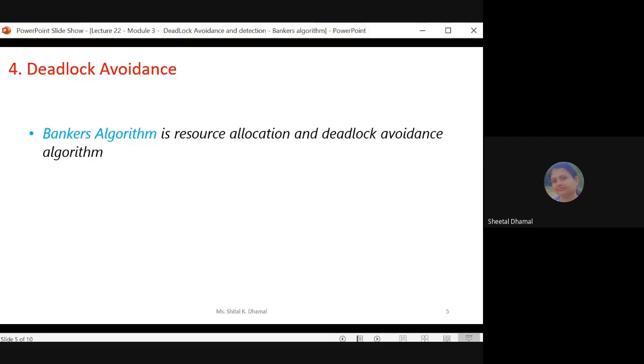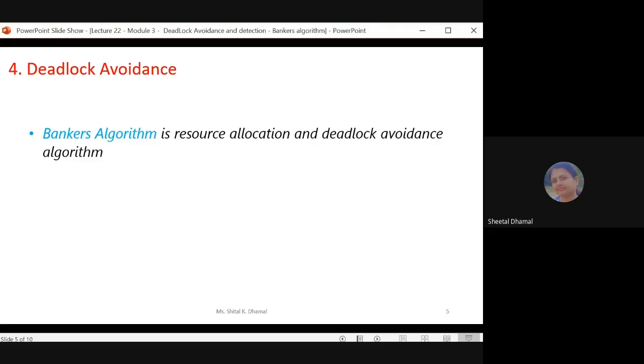So now, why is this name given to this algorithm? Why is it called the banker's algorithm? It is named the banker's algorithm because it is used in the banking system. Now, why is it used in the banking system? It is used to check whether a loan can be sanctioned to a person or not.